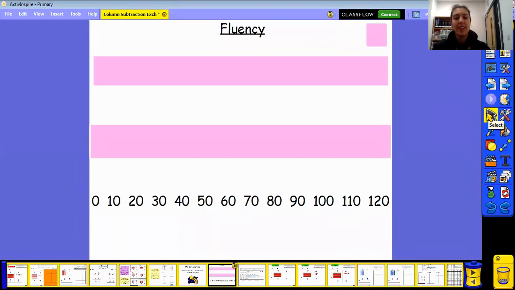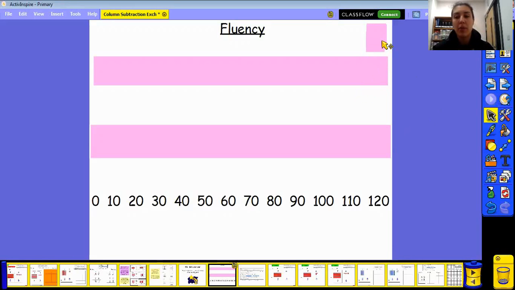Just like the others, we're going to start with some fluency, and this time we're going to be counting in our tens. So let's read the sequence from the beginning, starting with 0. 0, 10, 20, 30, 40, 50, 60, 70, 80, 90, 100, 110, 120. Well done.